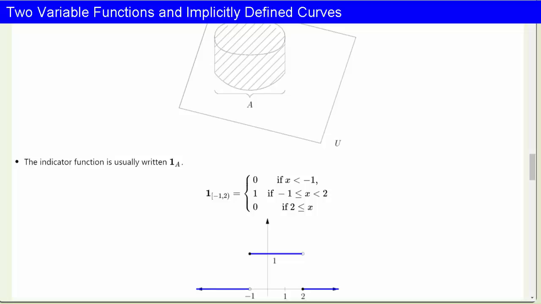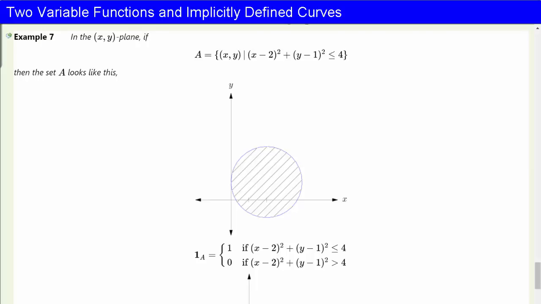For example, on the real line, the indicator function for the half-open interval [-1, 2), including the point -1, is 0 if x is less than -1, 1 on that interval, and 0 if x is greater than or equal to 2. Here's the graph.